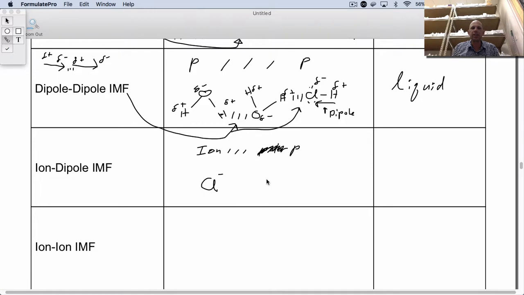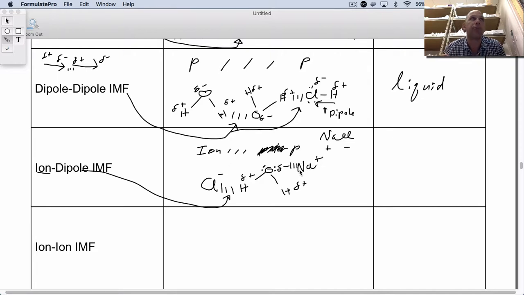Well, the Cl that's minus is going to be attracted to the part on water that's partially positive. And there's the attraction. So it's an ion to dipole. Here's the dipole from a covalent compound, and here's the ion. So we call this an ion to dipole interaction. Now, if this came from salt, sodium chloride, we know that we have a plus and a minus here. That positive Na plus would then go right there and form another ion to dipole.